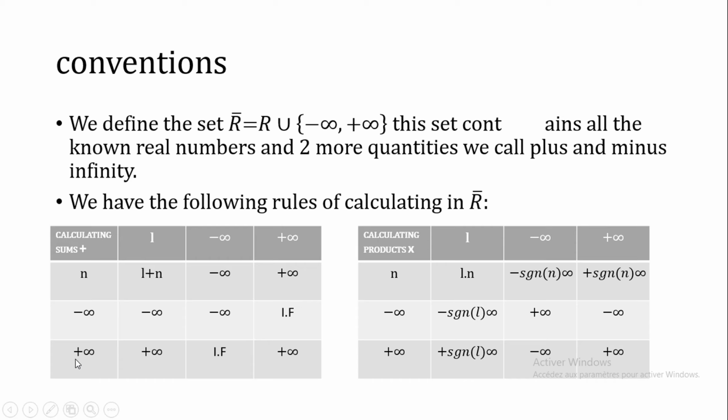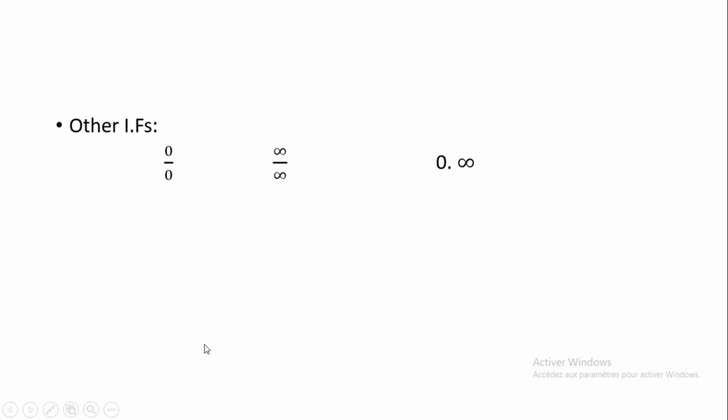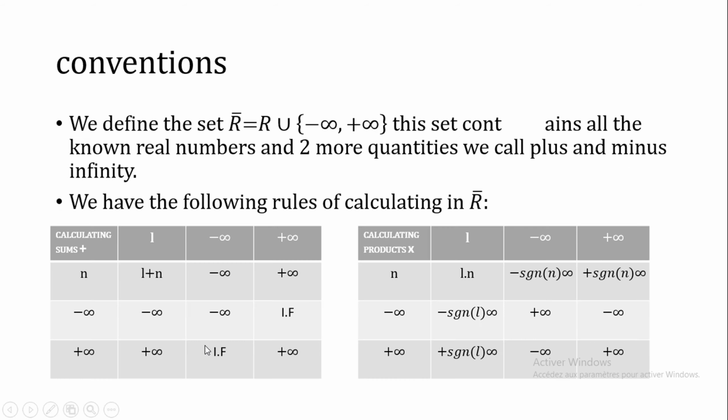So we have here the third row: plus infinity plus L gives us plus infinity, and plus infinity minus infinity is just the same as minus infinity plus infinity, an indeterminate form. And finally plus infinity plus plus infinity gives us plus infinity.